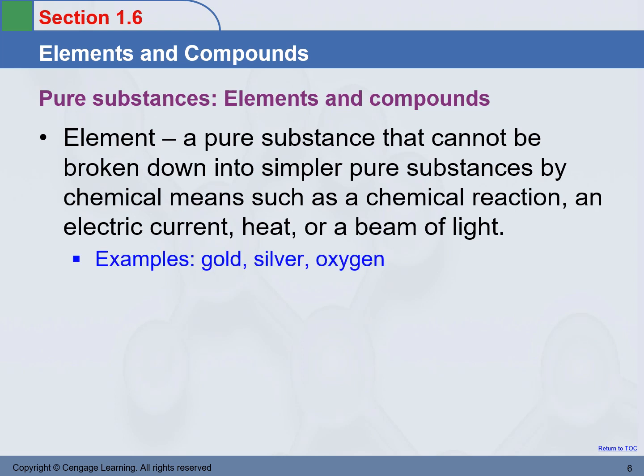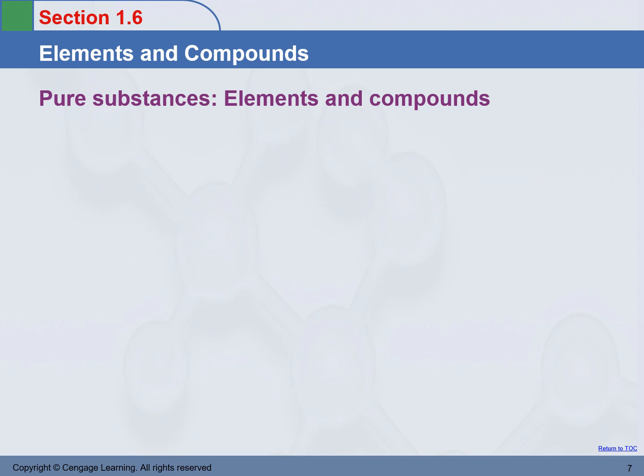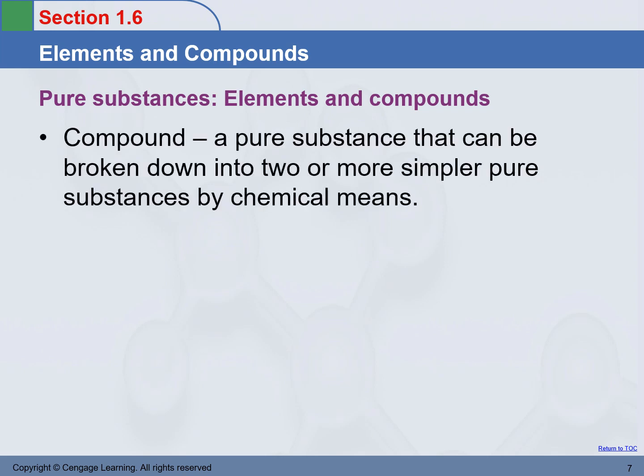Examples here: gold, silver, oxygen, copper, countless. Compounds are another category under pure substance. A compound is a pure substance that can be broken down into simpler ones by chemical means. The examples presented here are water, carbon dioxide, and ammonia. Water is formed by combining oxygen and hydrogen.